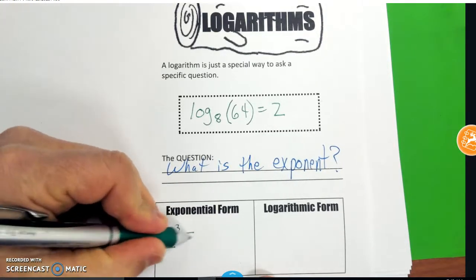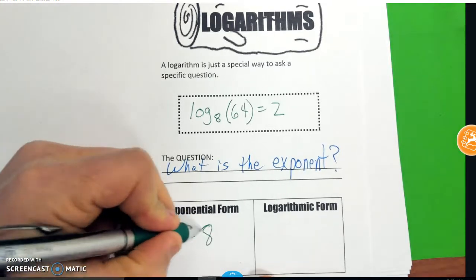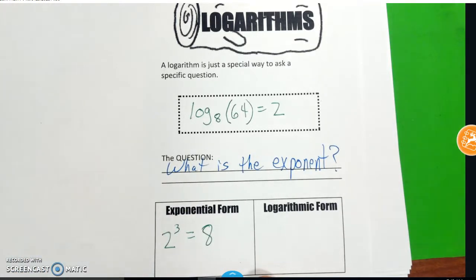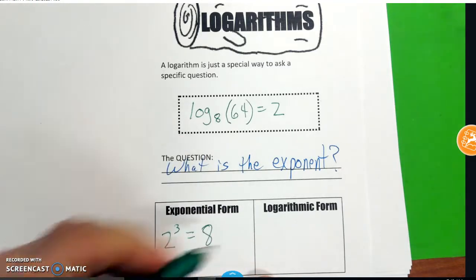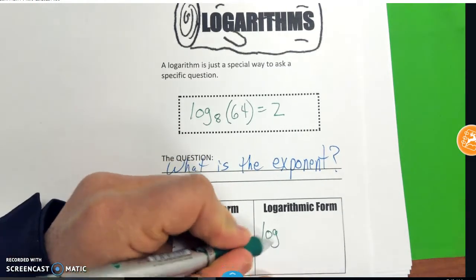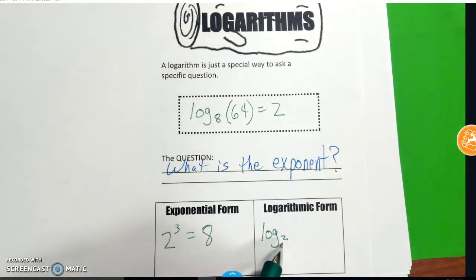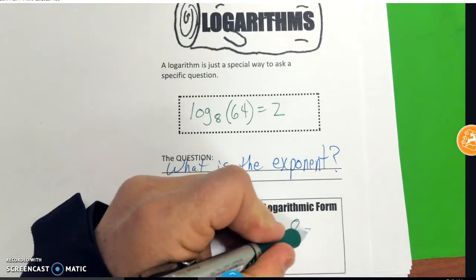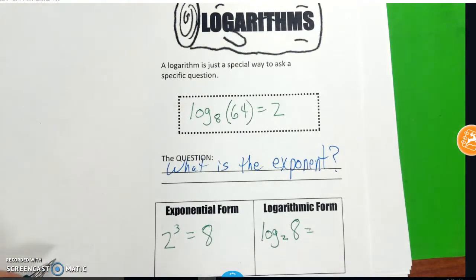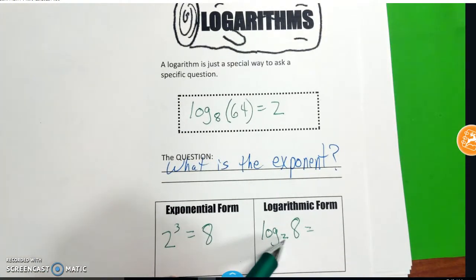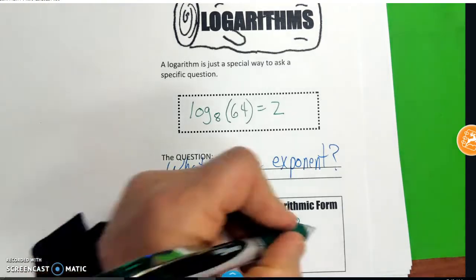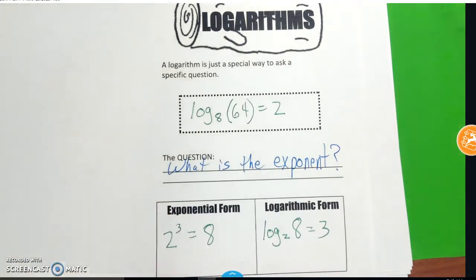2 to the third power equals 8. If I translate that into logarithmic form, I'm going to keep the base of 2. I'm going to write the word log, base 2. The base is written small and down low, of 8. So I'm asking, what's the exponent of 2 that will get me an 8? And that exponent up here is 3. Make sure you write that down.